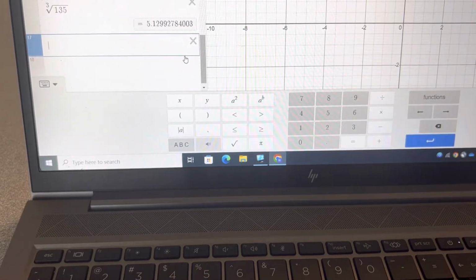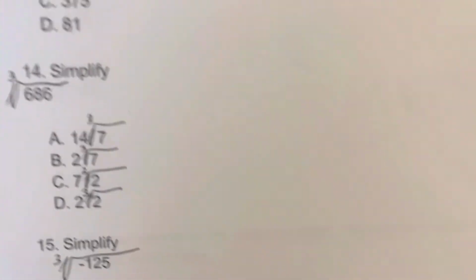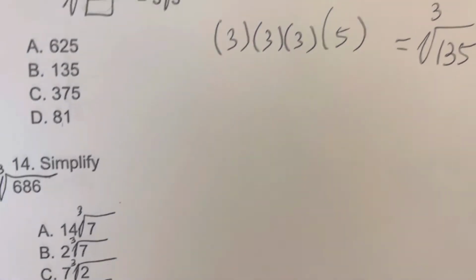Now, if you don't know how to do that proper way, 3 times 3 times 3 times 5, like I said, put the rest of the answers in here and match the decimal. All right, we're moving on to 14, which is simplify a cube root of 686.